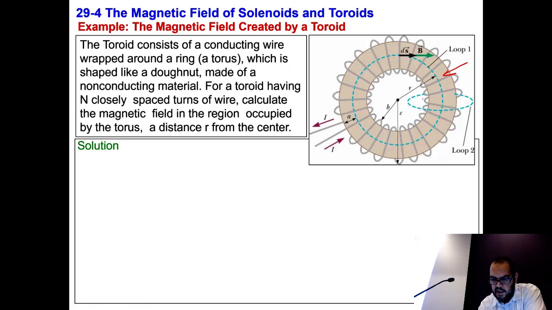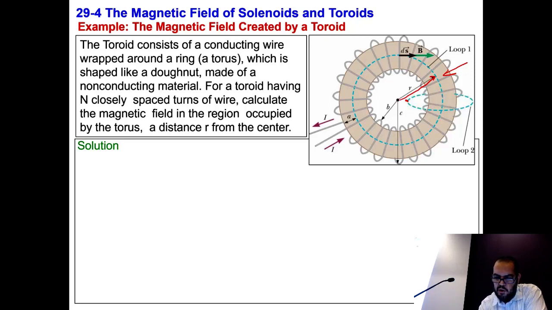So notice here, this is the distance r from the center of the toroid, and we want to calculate the strength of the magnetic field inside. If you make a current loop like this and try to determine the magnetic field outside, you'll find the magnetic field is almost zero. But we're not interested outside, we're interested inside.